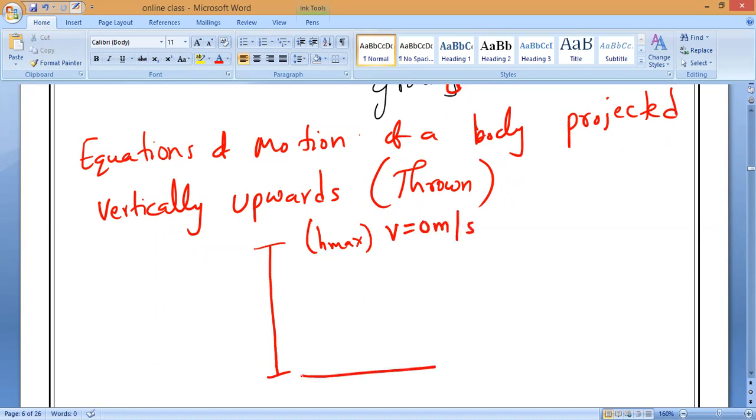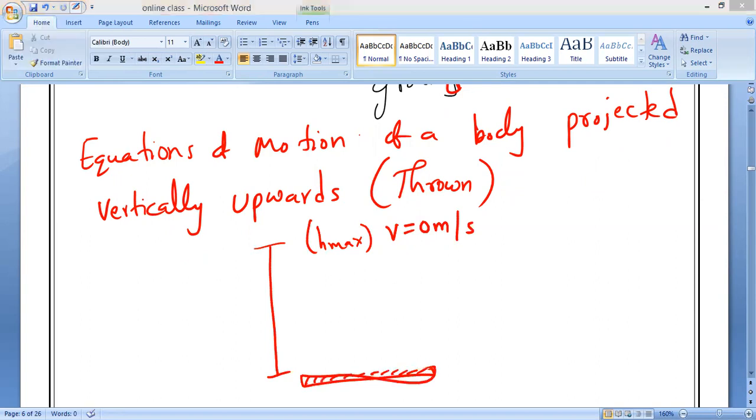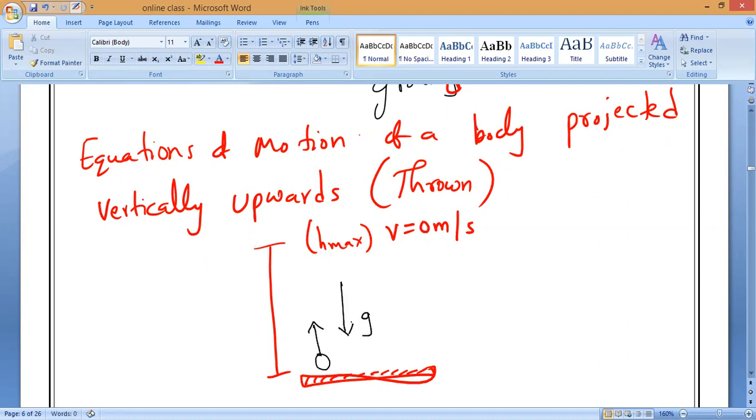Now this is the ground. The body is thrown from the bottom, so the initial velocity is maximum. The body has initial velocity, and G is acting in which direction? G is acting in this direction, towards the ground. So G will always act towards the ground. And this is H, the total height.